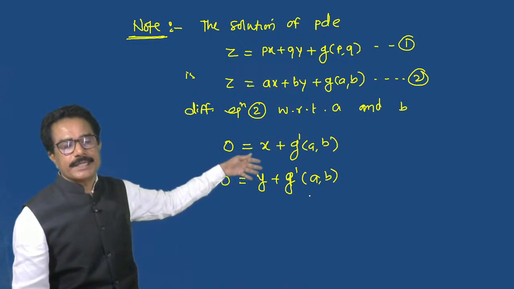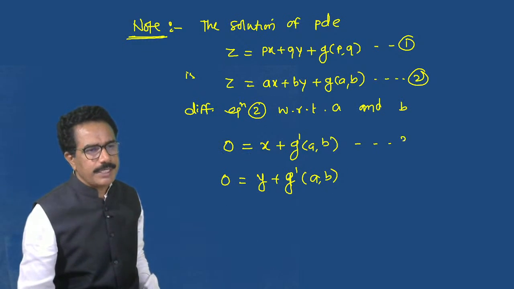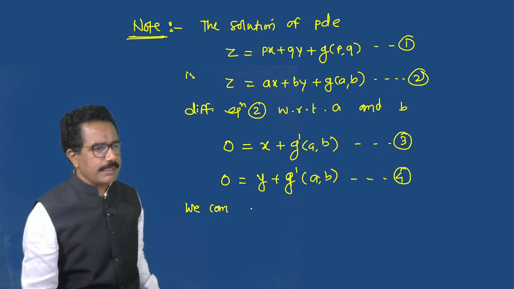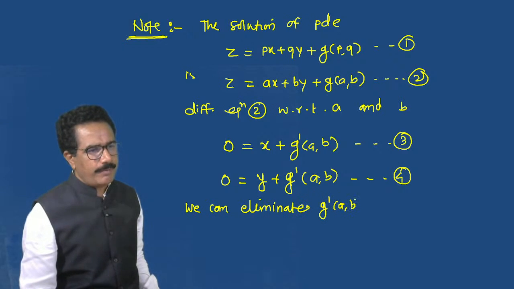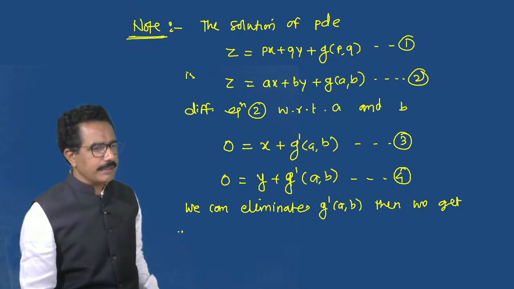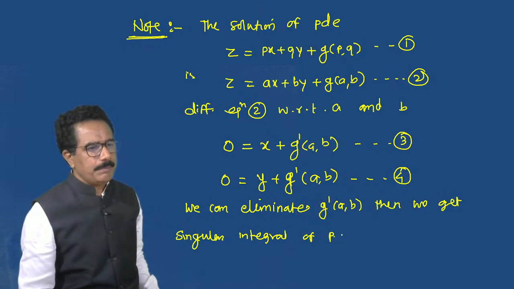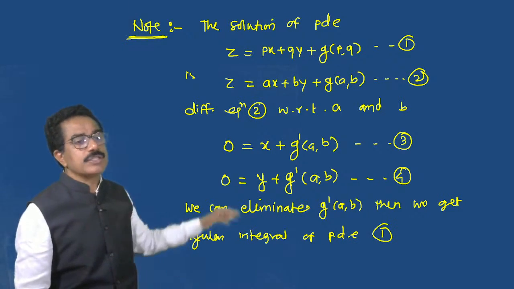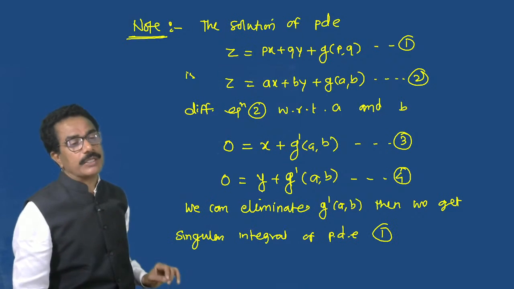Now we can eliminate a and b from equations 3 and 4, eliminating g'(a, b). Then we get the singular integral of PDE 1. This method is called the singular integral.